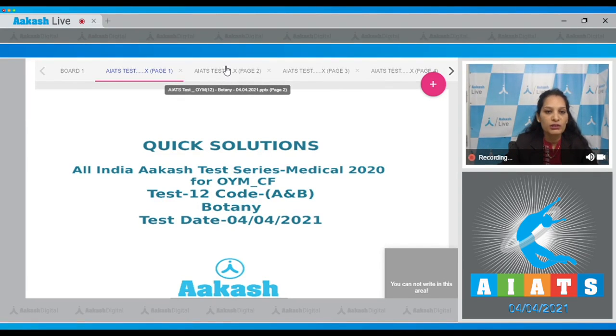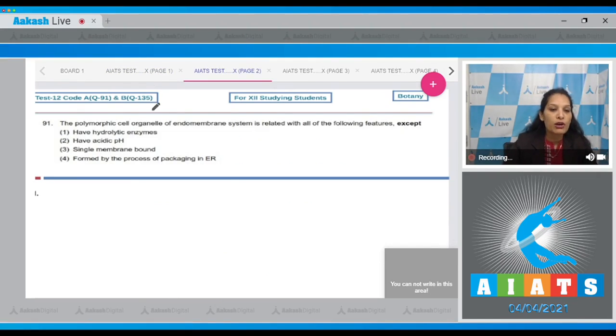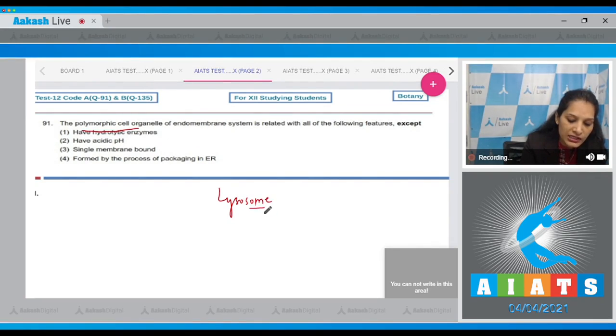The very first question in the botany section is question number 91, which says the polymorphic cell organelle of endomembrane system is related with all of the following features except. So first we have to find out which one is the polymorphic cell organelle. It is the lysosome. Now this lysosome, it's a part of the endomembrane system and it has hydrolytic enzymes.